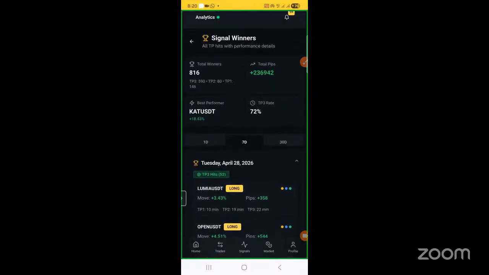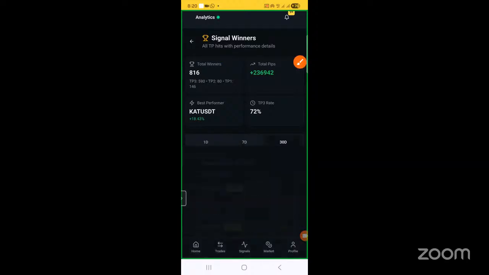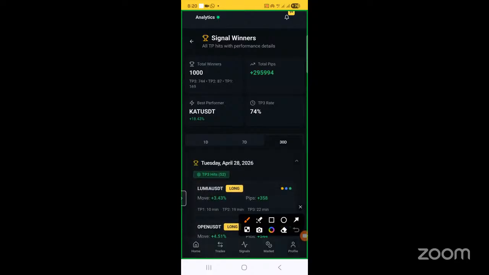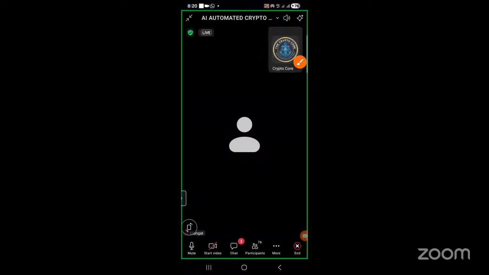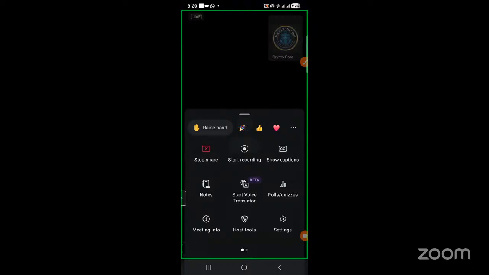And I was able to see this in the 7 days. Look at the total winners in the 7 days. Okay, let's go to 30 days. Look at the winners. It stops at 100, but of course, there may be more than 100. So I got a chance to access such a dashboard, and this is really amazing. Very, very amazing.